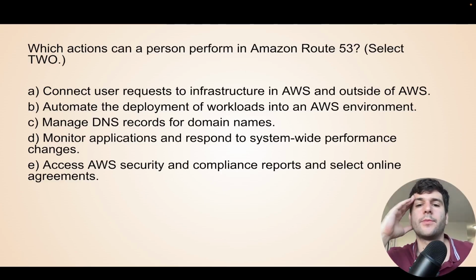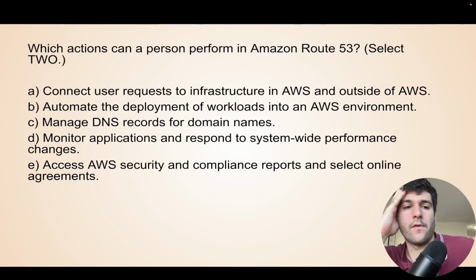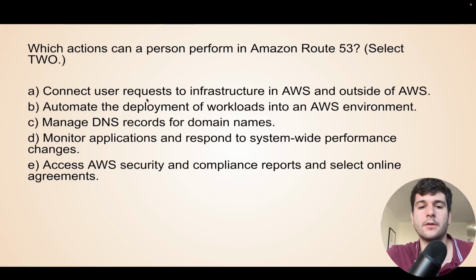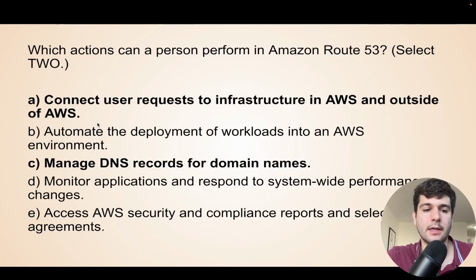All right, which action can a person perform in Amazon Route 53? A, connect user requests to infrastructure in AWS and outside of AWS. So yes. B, automate the deployment of workloads, so it's not about that. C, manage DNS records. Remember, Route 53 is a DNS service, so C would be correct. D, monitoring applications, so it's not about that. And E, AWS security and compliance reports, no, not about that. So the correct answer here would be A and C.